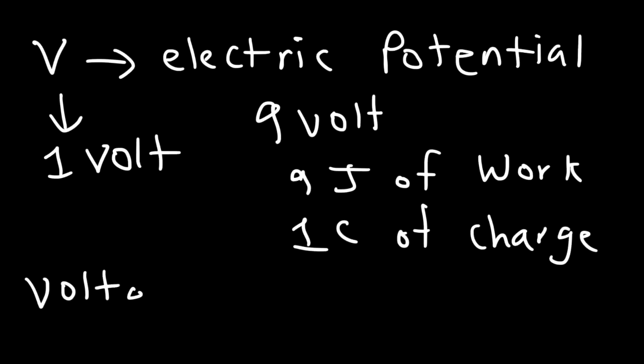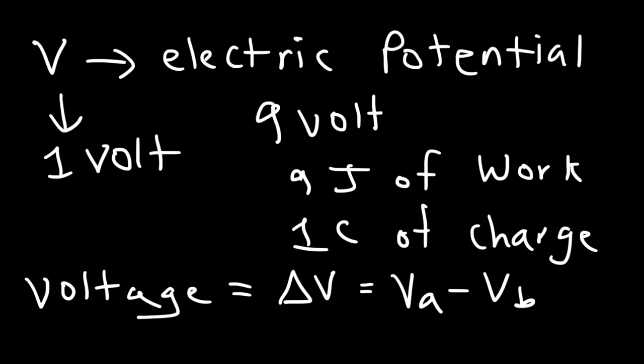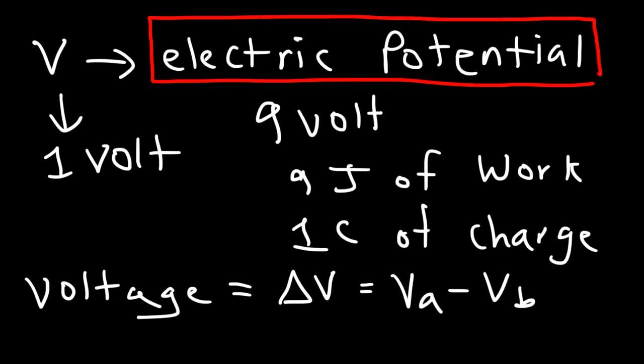Voltage is really the difference in electric potential. It's the change in the electric potential. So it's like VA minus VB or VB minus VA. So electric potential is simply an arbitrary number. It's simply V. But delta V, that is a voltage, which is more commonly used in everyday applications.